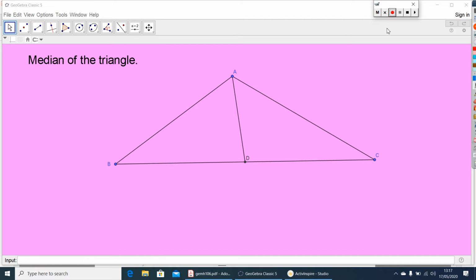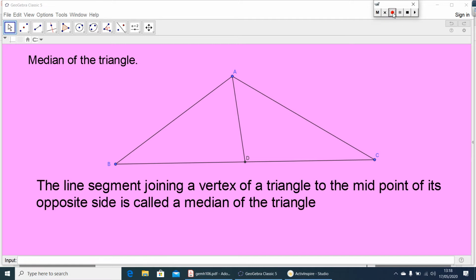So we can define median as the line segment joining a vertex of a triangle to the midpoint of its opposite side is called median of the triangle.